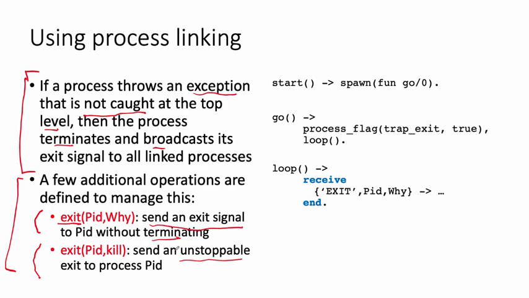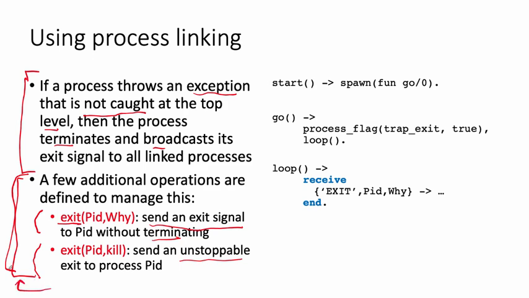So this one will force the process to die, even though it might have a trap exit set. And this is because supervisors, the ones who observe the other ones, sometimes also have to be terminated. So this is important for building the supervisor tree abstraction.